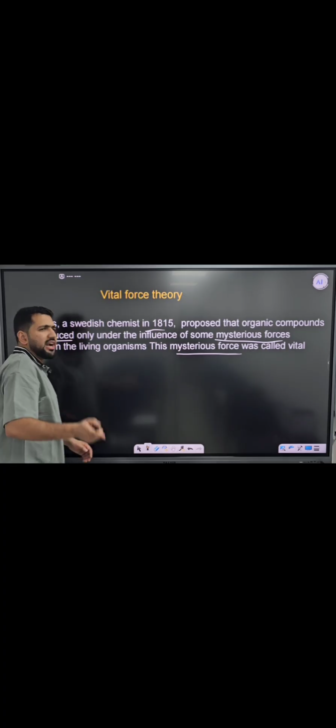So Berzelius, a Swedish chemist, in 1815 proposed that organic compounds are produced only under the influence of some mysterious forces existing in living organisms. This mysterious force was called vital force, which I have already discussed. Now guys, look here, this was actually disproved by Wöhler.